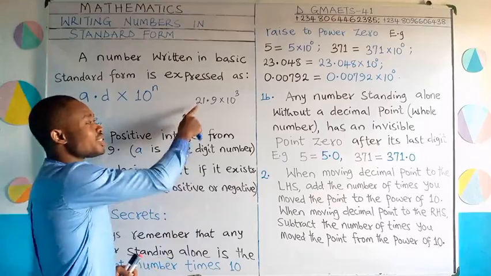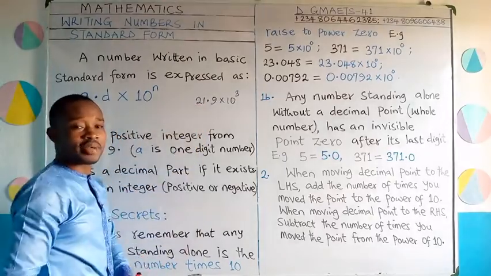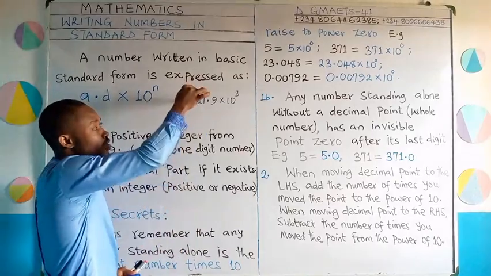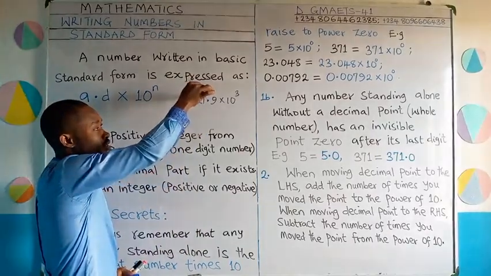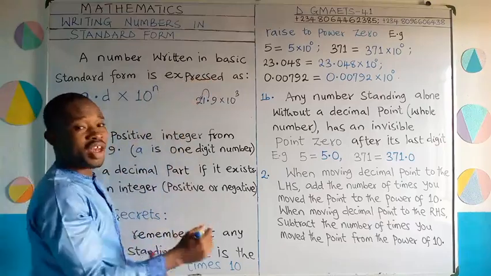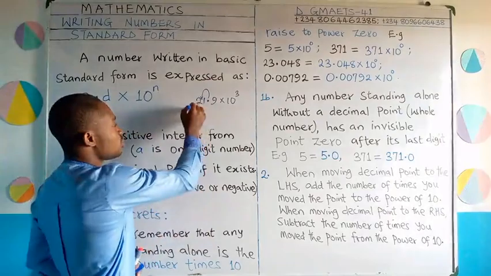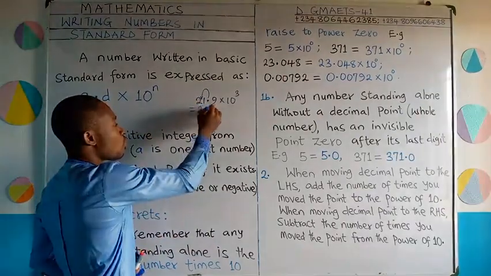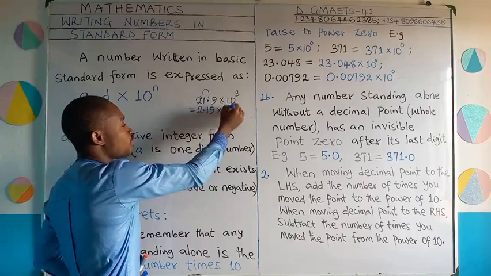It simply means it is not in its standard basic form. So you have to move points. You have to bring the point between 2 and 1, this way. Now I've moved the points to the left. How many times? Once. This becomes 2.19 times 10 raised to the power 3.